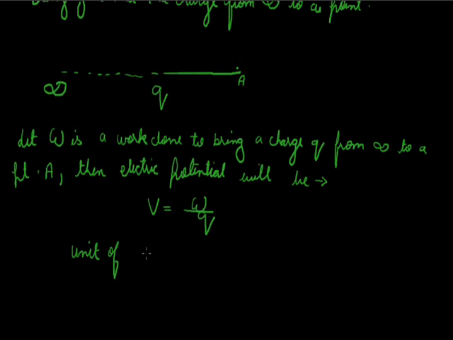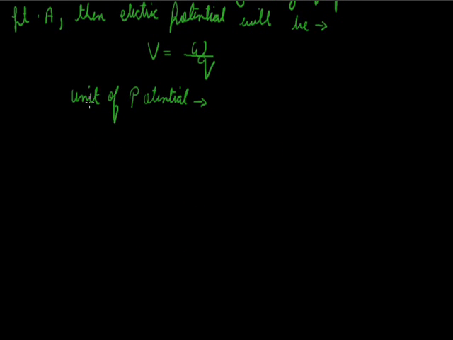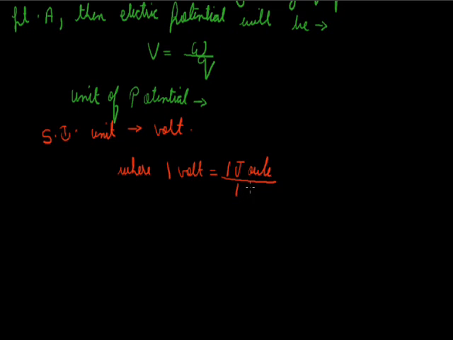Unit of potential. SI unit of potential is volt, where 1 volt is equal to 1 joule of work done to bring 1 coulomb of charge from infinity to a given point.